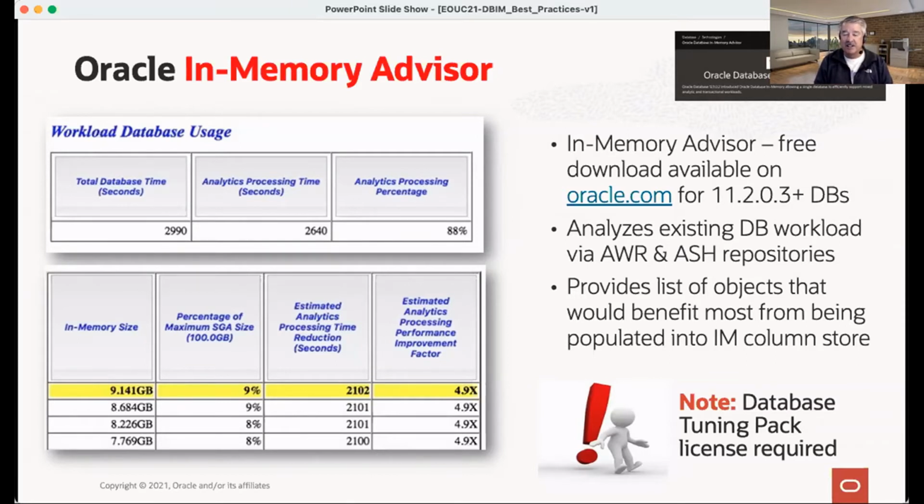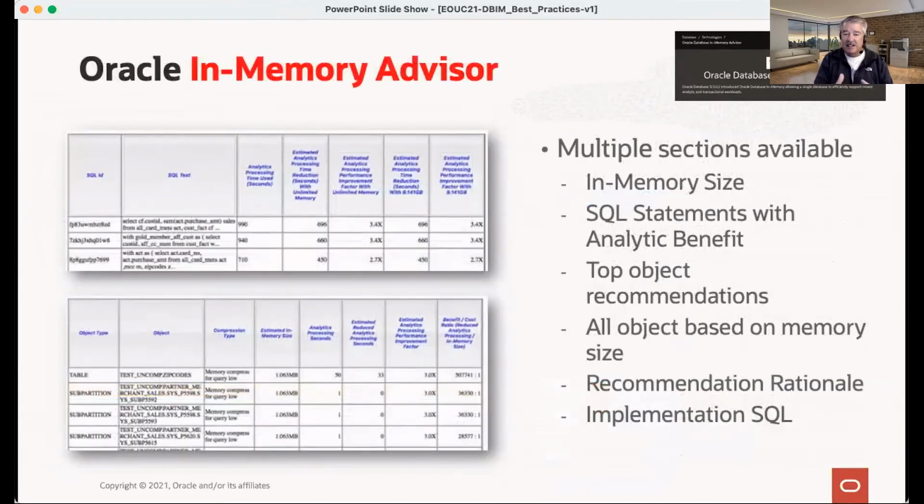So one of the takeaways is to use snapshots where you have significant analytic workload, which you would want to speed up with Database In-Memory. And it does require the Database Tuning Pack license because it does access AWR and ASH data, but that's the only requirement. And it creates this HTML report, which will even identify SQL statements and objects to populate. It'll give you a guesstimate of what it thinks the benefit will be, and even how much space those objects would take in the column store.